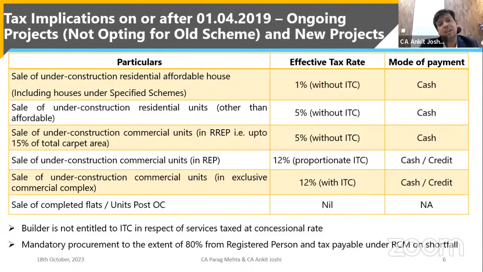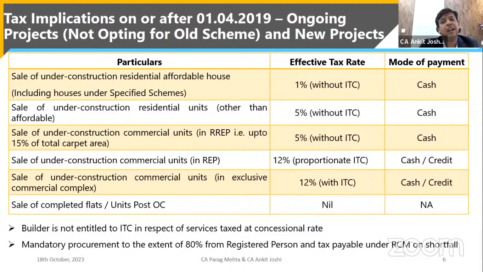In case of commercial units in an RREP project, as I said earlier, RREP is a residential real estate project where the total carpet area of the commercial units is less than 15% of the total carpet area of the entire project. If the carpet area is less than 15%, it will still be considered as a residential project. And on those commercial units also, you need to charge GST at the rate of 5%. In all the first three scenarios, ITC will not be available.